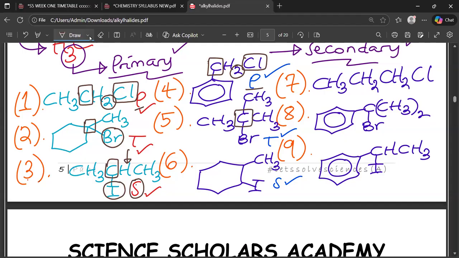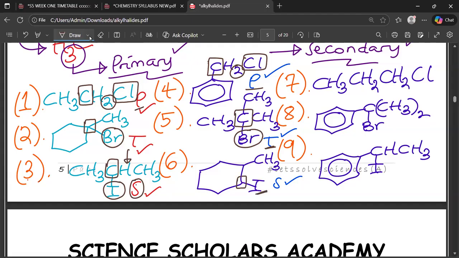7, 8, 9, prepare them. So for 5, that carbon, the one having the Br, has no hydrogen at all. It's only having 3 methyl groups. That's what makes it what? Tertiary. Then this last one, you all know, this is the carbon having the I.